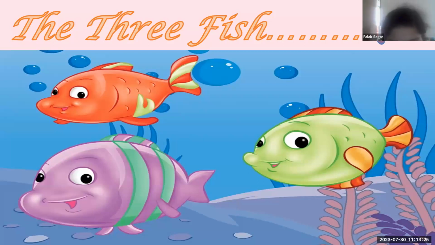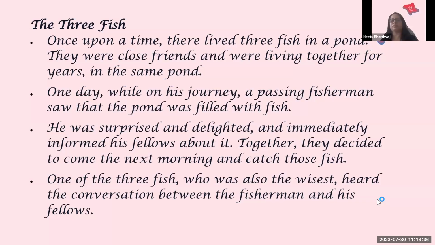Yes, ma'am. Who will read it? Anybody can raise a hand. Who starts reading? Anyone? Okay, so we have hands up with Aradhya, Kavya, Nirupam also has raised the hands. Falak, start, Falak, beta. Start reading. The three fish. Once upon a time, there lived three fish in a pond. They were close friends and were living together for years in the same pond. One passage at a time, Falak. Okay. Let's have Divyanshu.